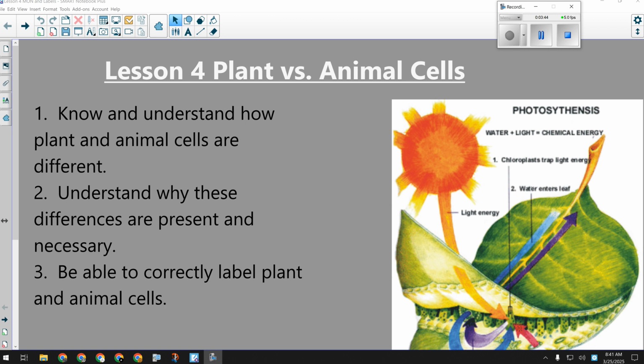Once the sugars are made, either plant or animal, the process after that is the same, cellular respiration. Basically, it's a combustion reaction that just consumes the glucose and releases carbon dioxide and water. So the main differences are how you get your raw energy, glucose. That's the main reason for the differences.